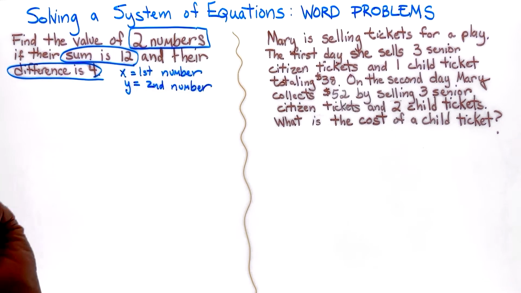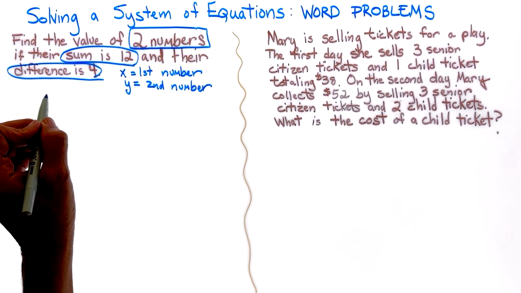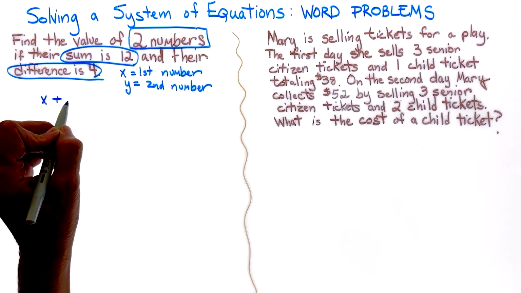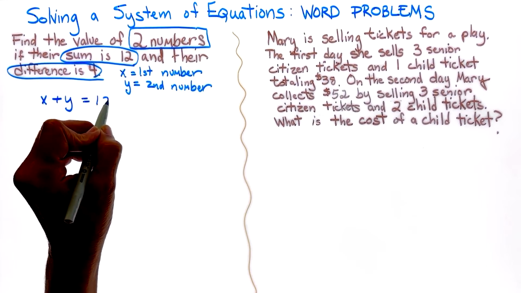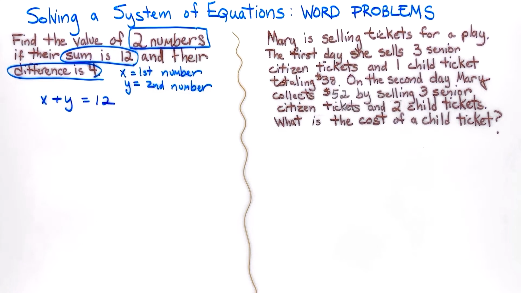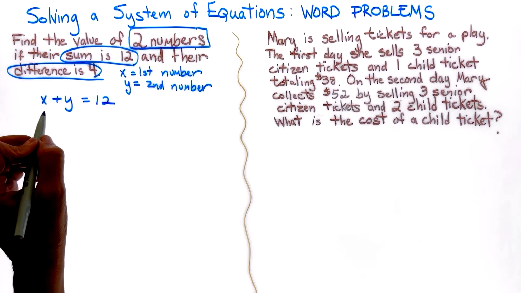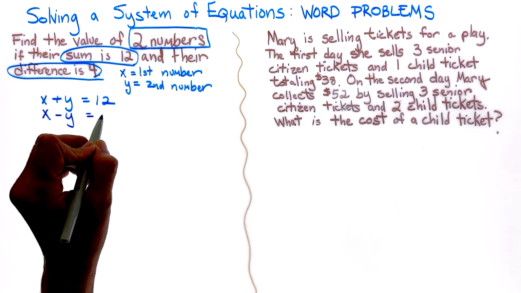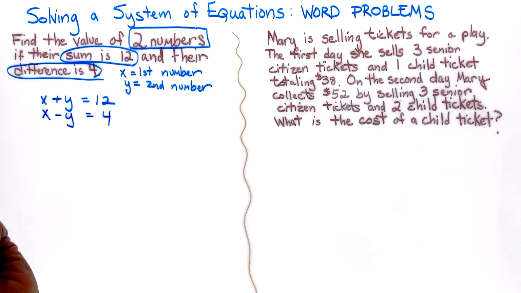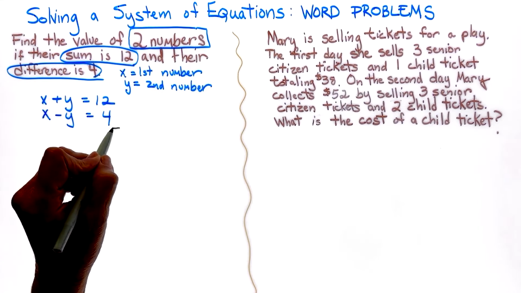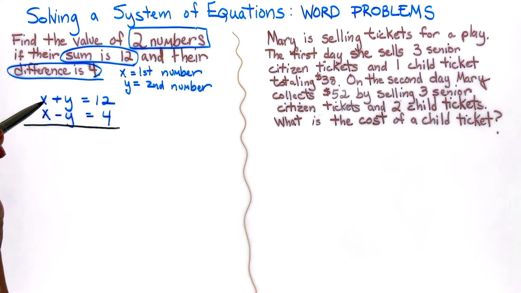So our first equation is the sum is 12, so it would be x plus y is equal to 12. The second equation, it's the difference is 4, so x minus y is equal to 4. When I look at this now, I can solve by elimination or I can solve by substitution. But I'm looking at the problem and I do see a pair of opposites. So I'm going to solve by elimination by getting rid of my y's because they're a pair of opposites.